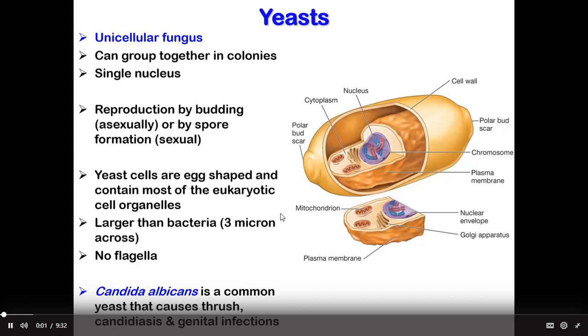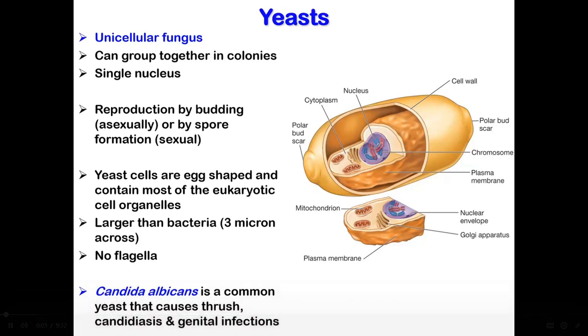So as we said, the single-celled fungi are called yeasts, and yeast reproduces asexually by budding or sexually through spore formation. Yeasts are usually larger than bacteria, around 3 microns across. They are usually round or egg-shaped. They do not have flagella or cilia, but contain most other eukaryotic organelles. Unlike molds, yeast grow as smooth colonies on agar plates.